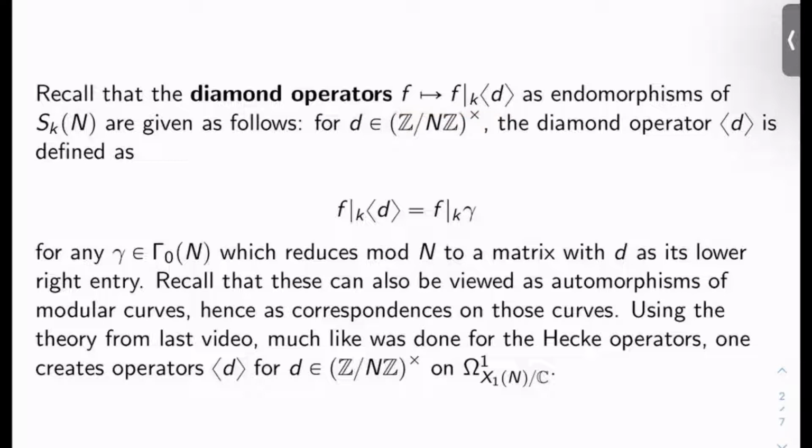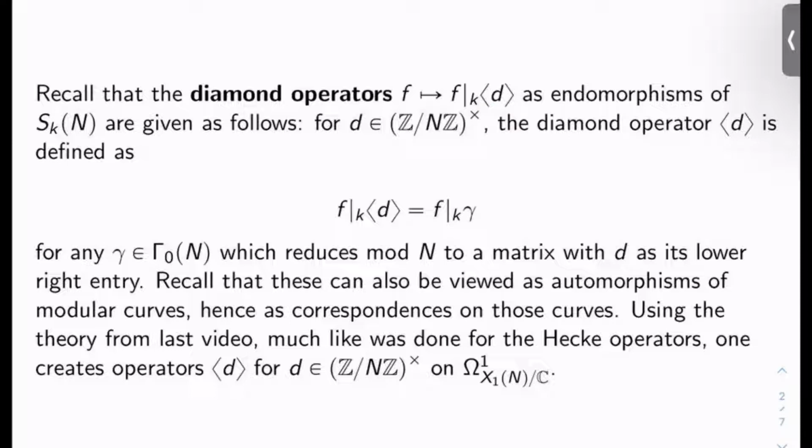Recall, though, that you can also view these diamond operators as automorphisms of modular curves, hence as correspondences on these curves, because every automorphism of a modular curve is a correspondence. You can pick one map from the curve to itself to be the automorphism and the other map to be the identity. Okay.